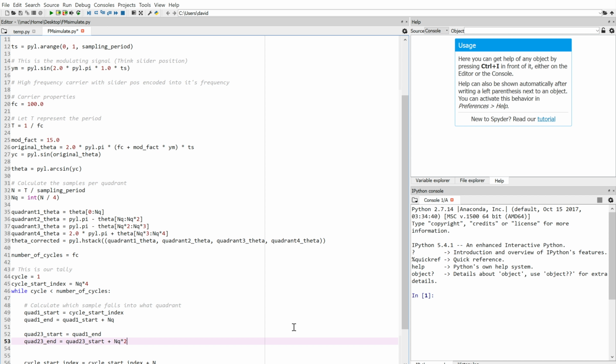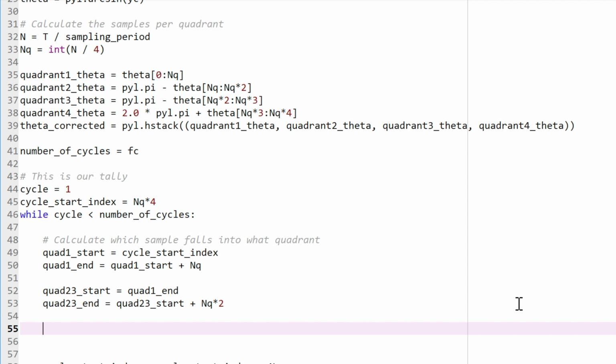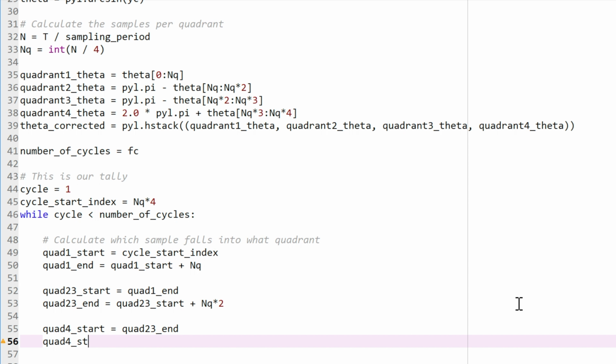Finally, we are almost ready to move on from setting up all this indexing, but first, we just have to look after the quadrant 4 indexes. Just always remember that the end index of the preceding quadrant is really the first index that doesn't point to one of its values, but instead points to the first value of the quadrant that directly follows.